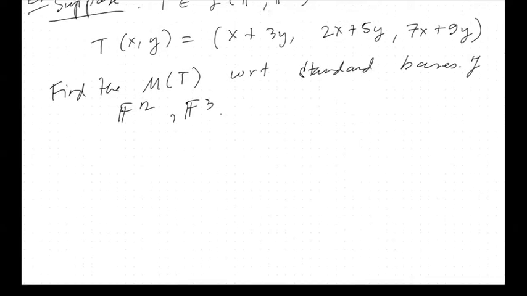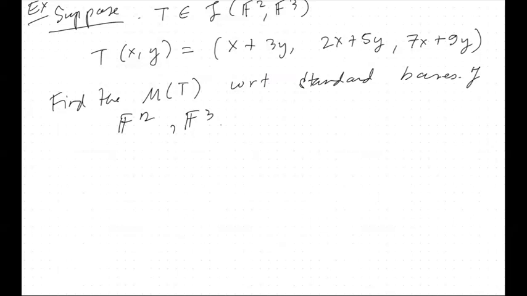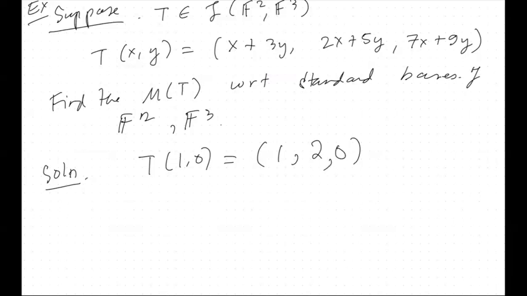So now, how do we do that? The solution: T of (1, 0) is equal to, applying here, the first component is 1, the second component is 2, and the third component is 7. And then T of (0, 1) is just 3, and then 5, and then 9.